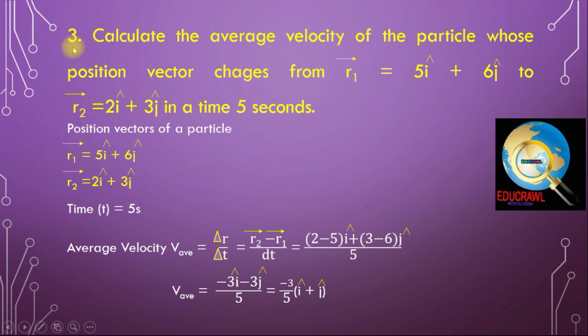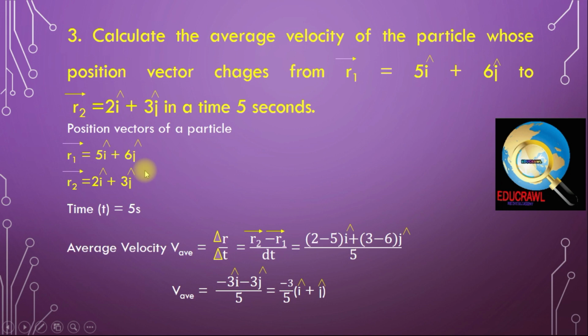Now the third problem. Calculate the average velocity of the particle whose position vector changes from r1 is equal to 5 i cap plus 6 j cap to r2 is equal to 2 i cap plus 3 j cap in a time of 5 seconds.